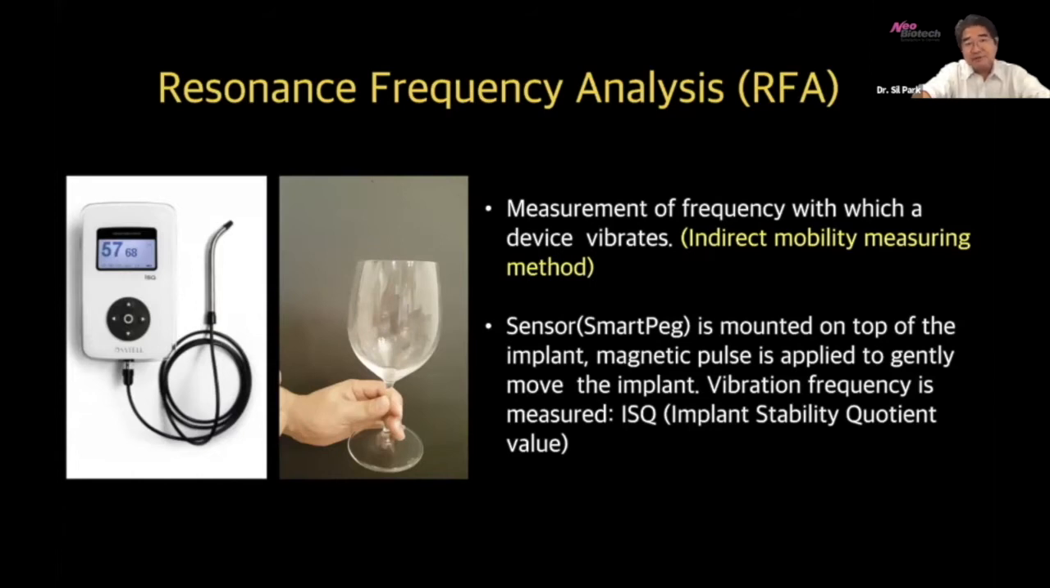So resonance frequency analysis: basically, this machine puts a magnetic force on the implant using the smart peg, and it creates vibration of the implant. If the implant is vibrating, it's going to create a specific frequency, then this machine captures the frequency and converts it to its own unit, that is ISQ numbers, right? So this is how they measure it.